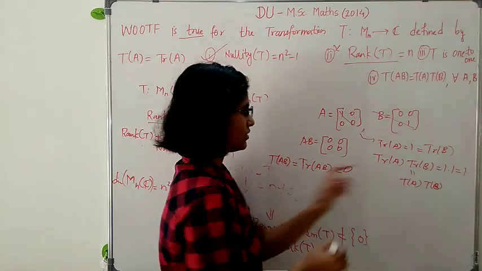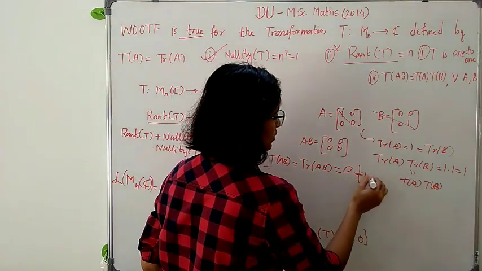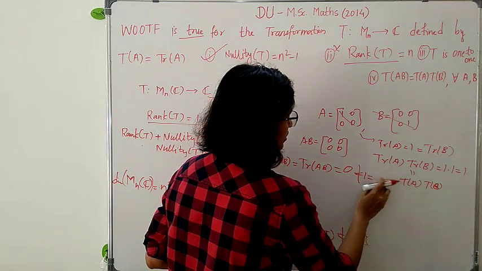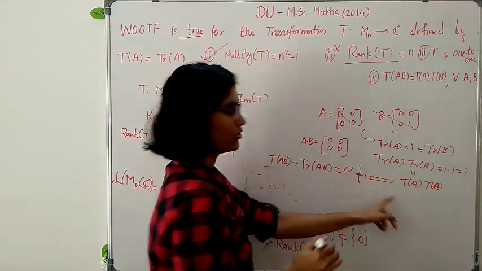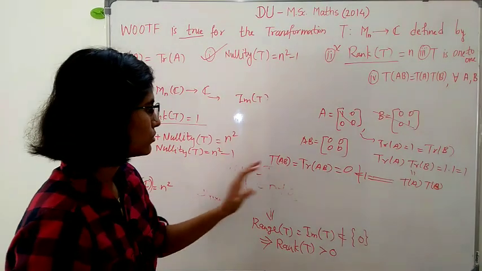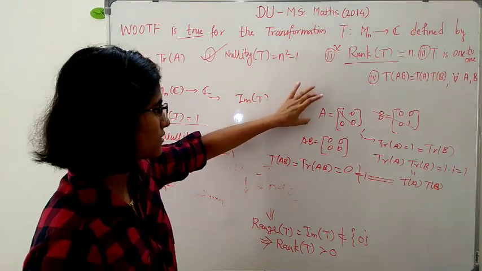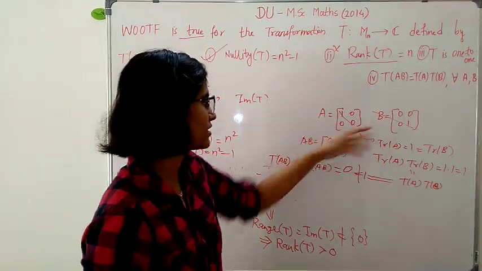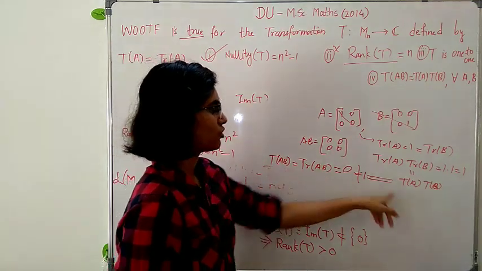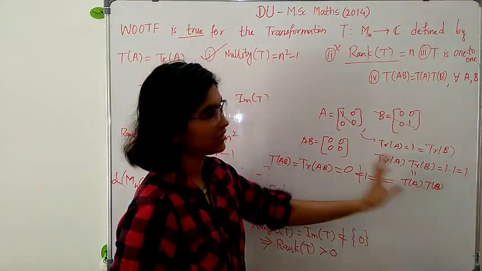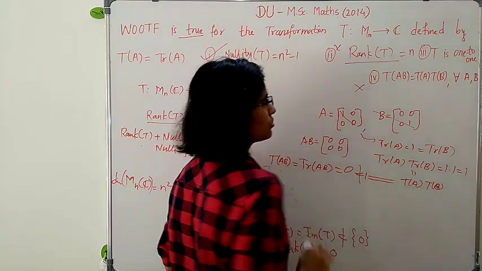So here this 0 is not equal to 1, which is equal to this T of A into T of B, right? So we have two matrices A, B, such that T of AB is not equal to T of A into T of B, right? So this is also not true.